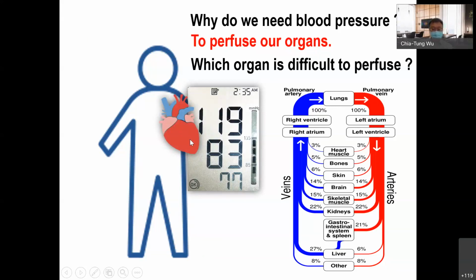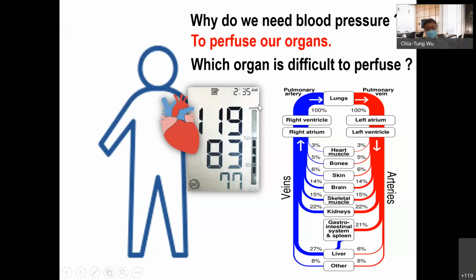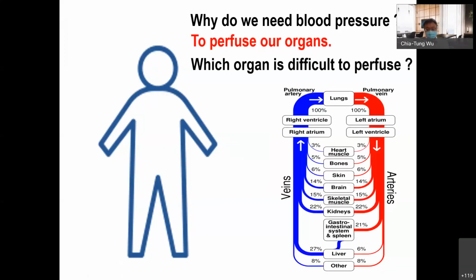Then sit down and raise your left arm to the level of your head like this. Raise your left arm and then press the measurement again. You will find that at this level, the blood pressure is around 93. It's around 25 to 30 mmHg different between your brain level and your heart level. So for a giraffe, the height is usually 2.5 to 3 meters. So the giraffe needs a very high blood pressure to perfuse their brain.